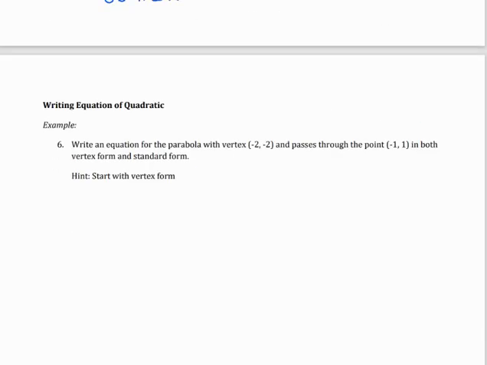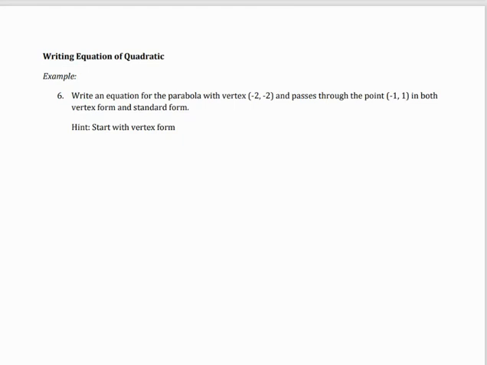The last thing that you're going to look at is writing an equation, which we've done a bunch of. We've looked at different scenarios: given a graph, write the equation; given 3 points, write an equation. So today we're just going to be given 2 points and we need to write an equation. However, one of those points is going to be the vertex. So when you're given the vertex, you should always start with vertex form.